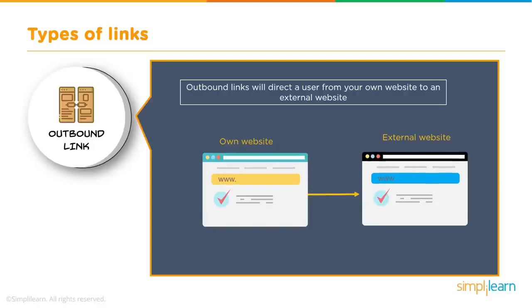Outbound links will direct a user from our own website to another website. It's okay to have outbound links on your own website. It's the natural ecosystem of the World Wide Web. What I would recommend is not to have so many in a centrally located place. For example, don't have one page with nothing but external links on it. Sprinkle these outbound links throughout your website.